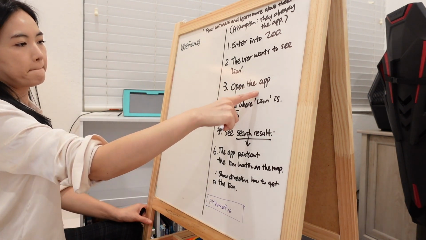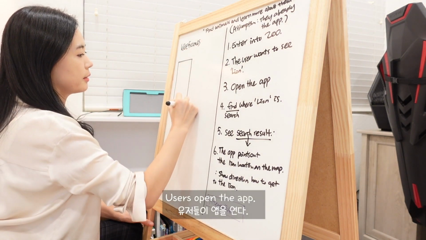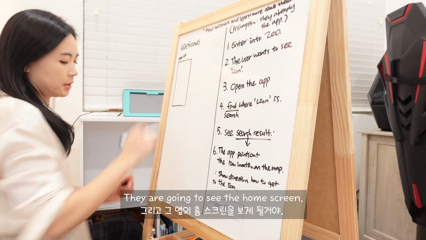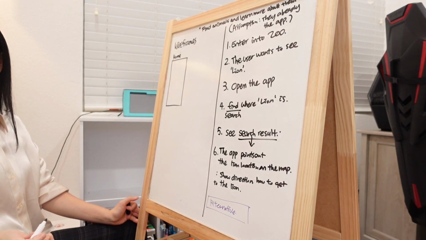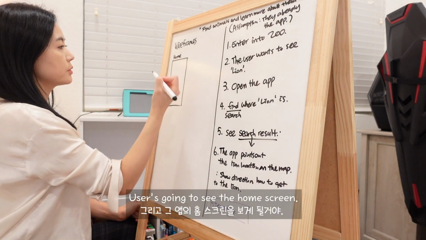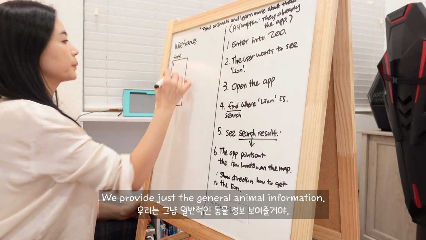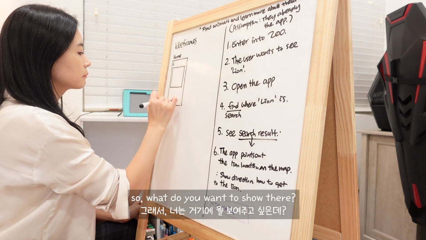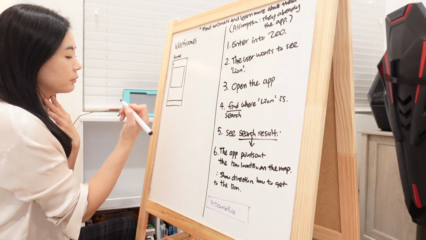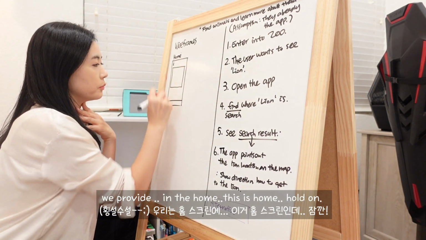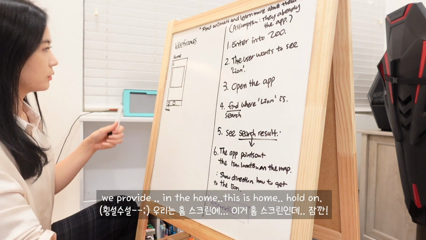Open the app. Okay. Good. So the user opens the app, and then they're going to see the home screen. Can you see? Yep. Okay. Usually the home screen will provide just the general animal information. So what do you want to show there? What do you want the user to do? Maybe in the home we show, this is a home, this is a, hold on.